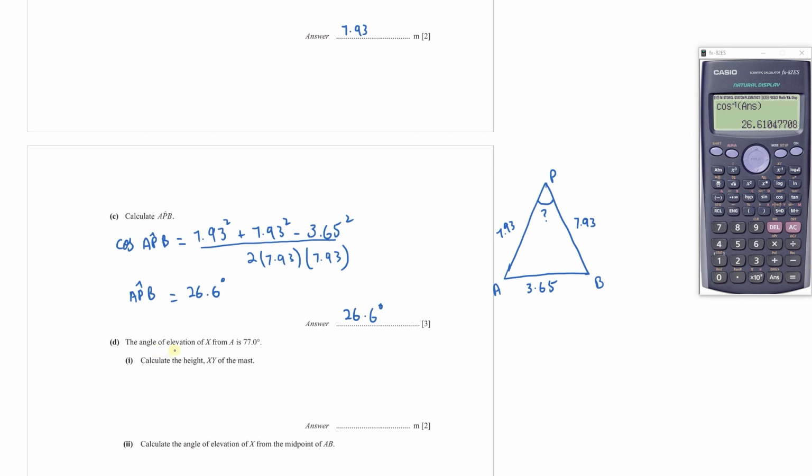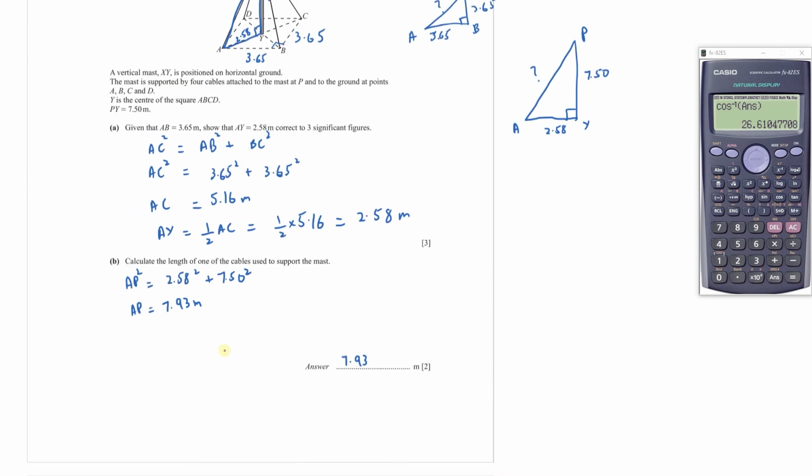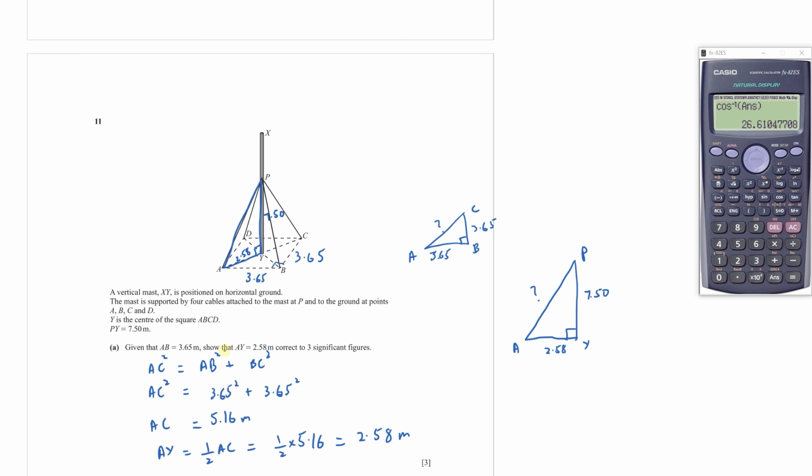Part D is the angle of elevation of X from A is 77 degrees. Calculate the height XY of the mast. So angle of elevation of X from A. So let me erase all this. So this angle of elevation of X, this angle is 77 degrees. This length is 2.58, and you only know the length up till this point. So you actually need to calculate this height of the mast, which is XY.